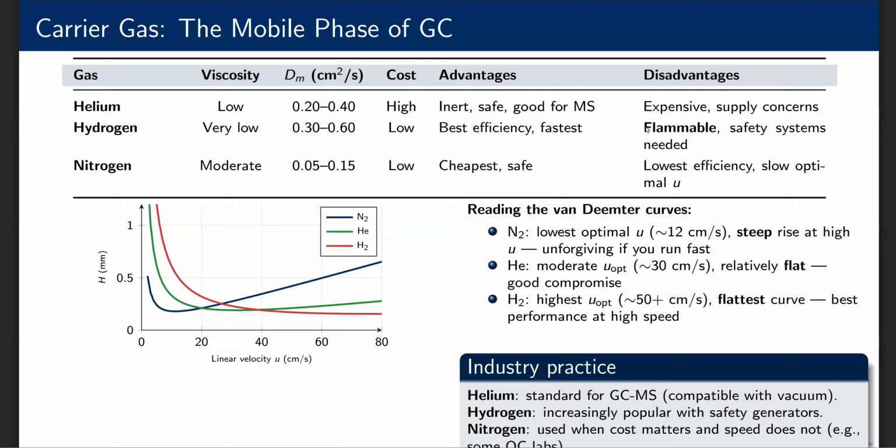Hydrogen is increasingly popular for standalone GC because hydrogen generators eliminate the safety risk of stored compressed gas. Nitrogen is cheapest but gives the worst performance at high speeds.